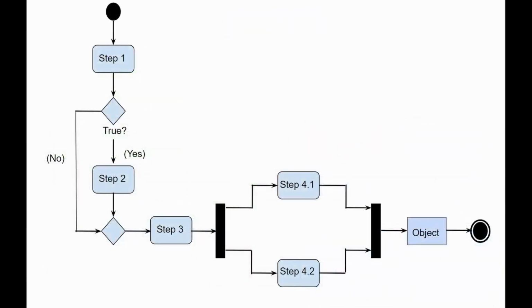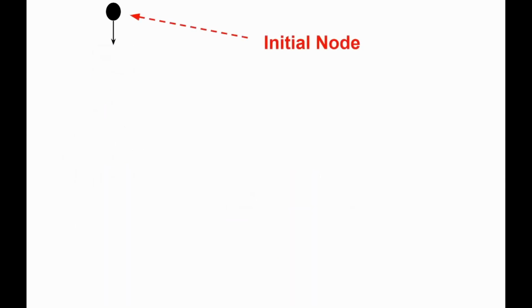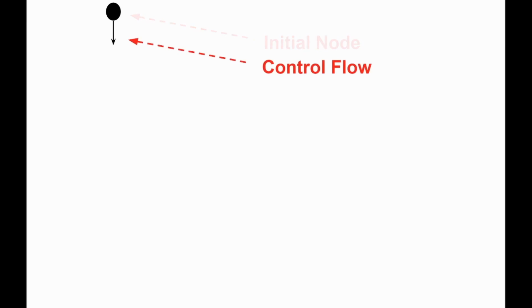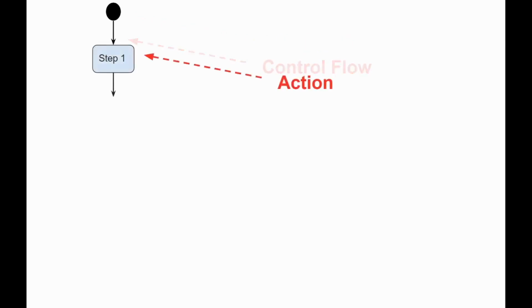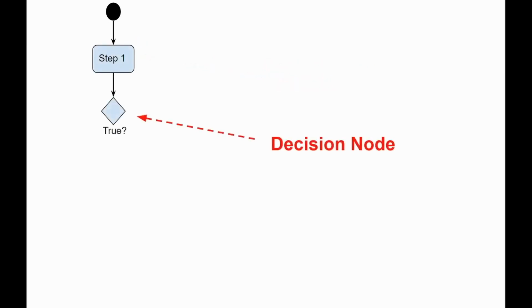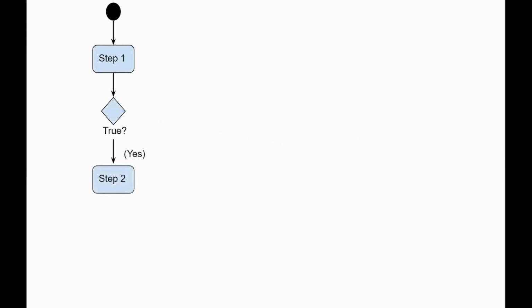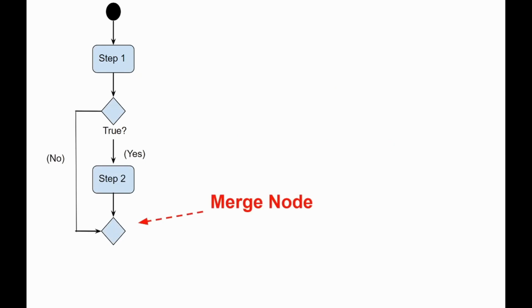First of all, let's go over the basic notation of the elements in the diagram and move on to the examples. Initial node. It starts the flow when the activity is called from the outside. Control flow. It shows the sequence of execution or flow. Action. A task to be performed. Decision node. It represents a test condition to ensure that the control flow or object flow only goes down one path. Merge node. It merges the various threads that were created after the decision node.